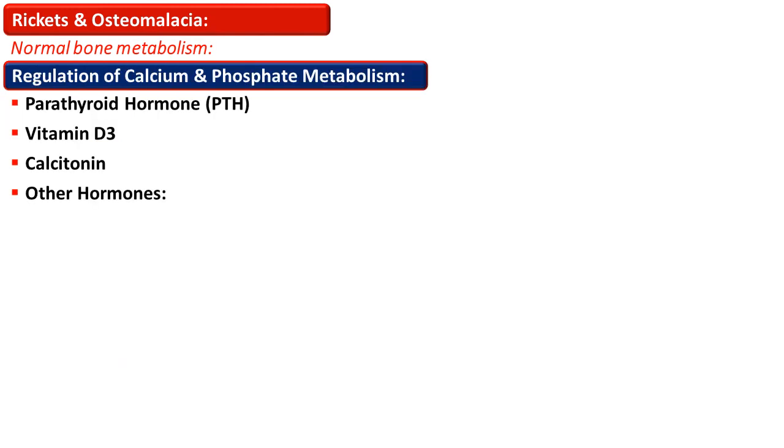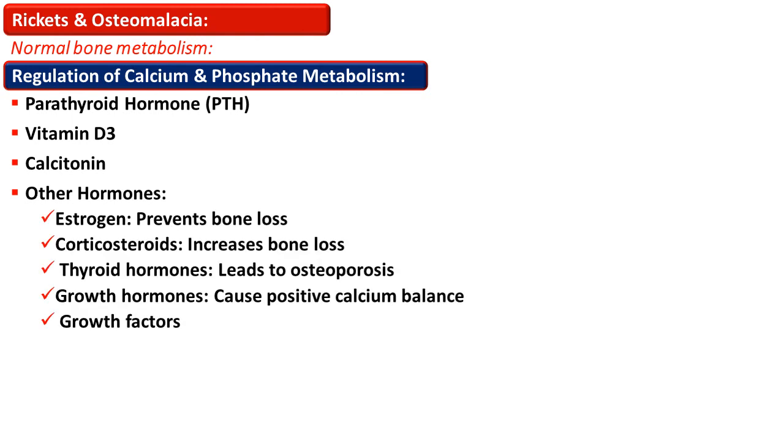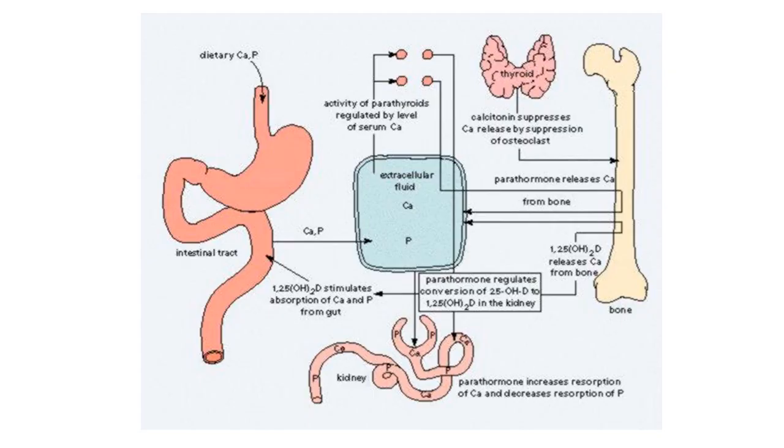So the regulation of calcium and phosphate in the body is through the interplay of parathyroid hormone, vitamin D3, and calcitonin. Besides these three major players, there are other hormones also, such as estrogen, corticosteroid, thyroid hormone, growth hormones, and various growth factors, which are responsible for bone homeostasis. This picture is showing the interplay of major regulatory factors of calcium and phosphate.